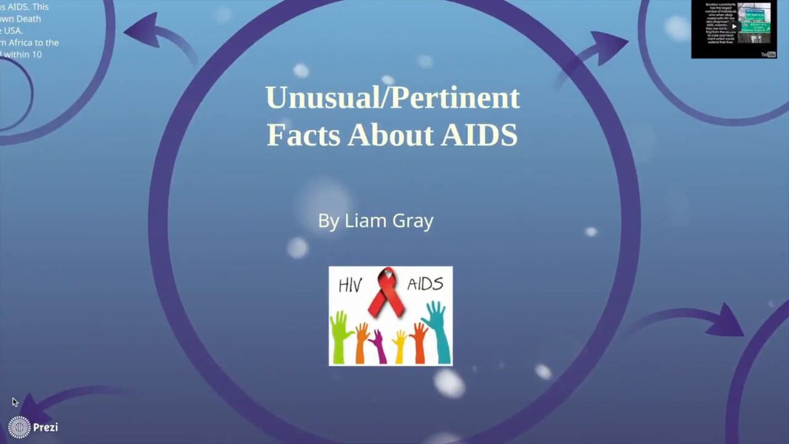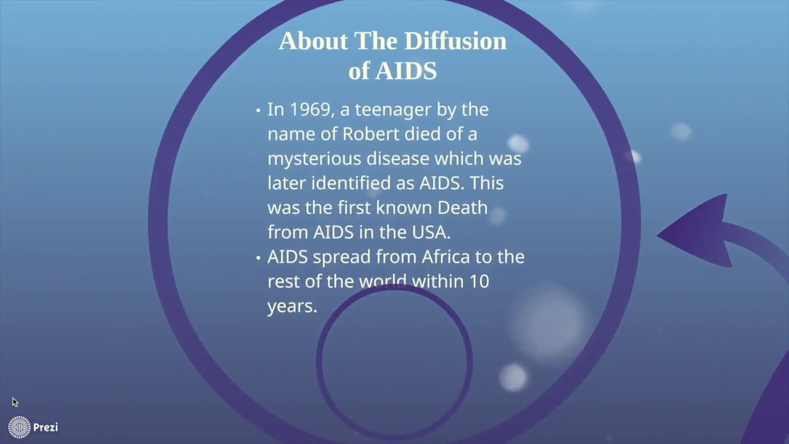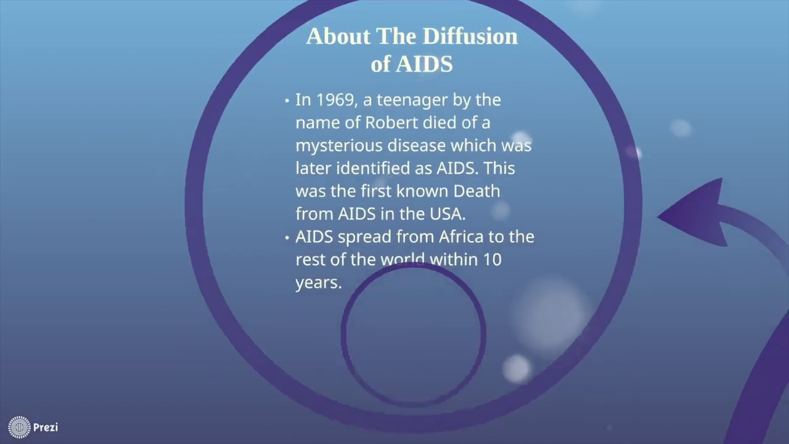Unusual or Pertinent Facts About AIDS by Liam Gray. About the diffusion of AIDS. In 1969, a teenager by the name of Robert died of a mysterious disease which was later identified as AIDS. This was the first known death from AIDS in the USA. AIDS spread from Africa to the rest of the world within 10 years.